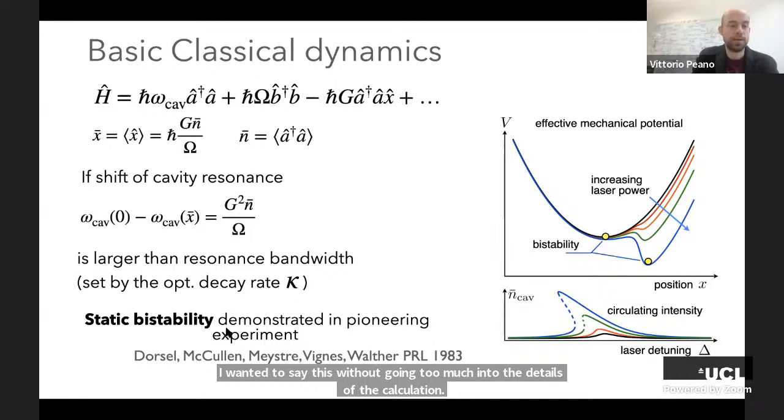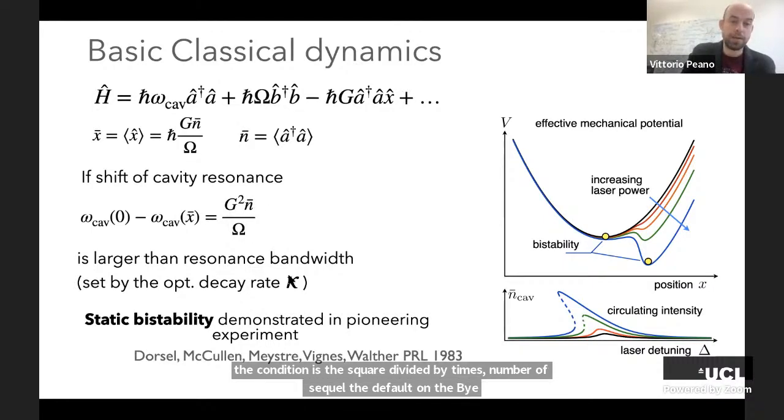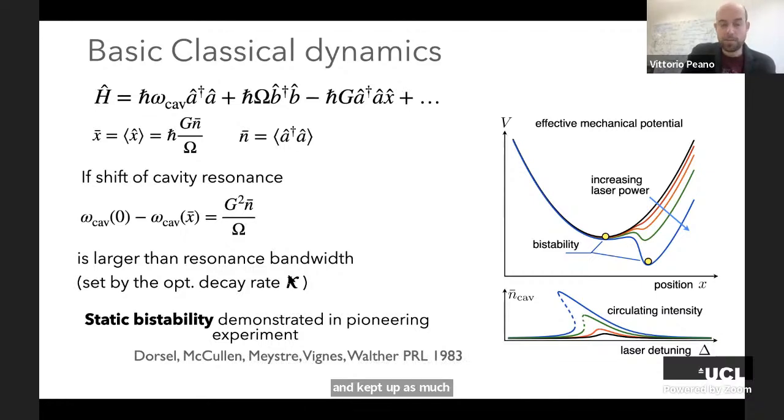Okay, I wanted to cite this without going too much into the details of the calculation, because this was really one of the early pioneering experiments, done by the Walther group already in 1983. Again, for this to work I need to have really a lot of light in the cavity and a strong optomechanical coupling. So the condition is that g squared times the number of circulating photons, divided by omega and kappa, is much larger than one. However, it works also if I'm in the bad cavity regime, where the cavity decays very quickly.